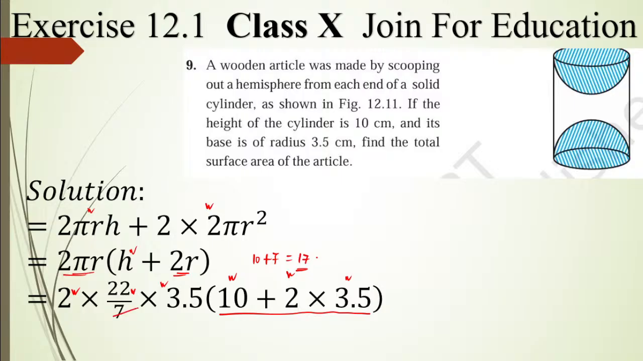And when this one is divided by 7, then we get here 0.5. 0.5 multiplied by this one, then we get 11, and 11 multiplied by 2, then we get here 22. 22 multiplied by 17, then we get 374 centimeter square. So this is the solution of question number 9. There is no problem to understand the solution of question number 1 to 9.